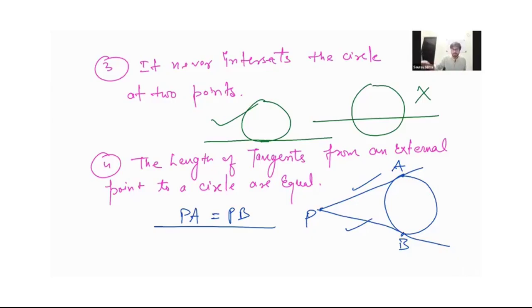Also, if we draw here, this is your center, and this is your radius, the radius joining the point of contact and the tangent are always perpendicular. They are always perpendicular. So based on this, let us do one numerical.